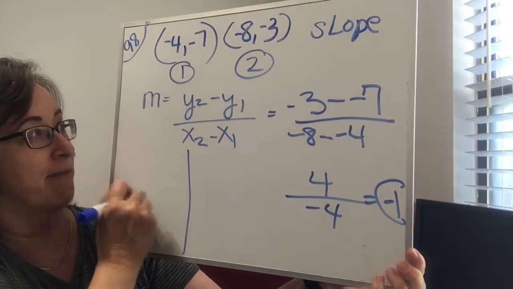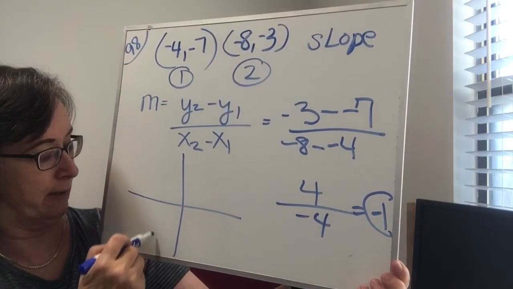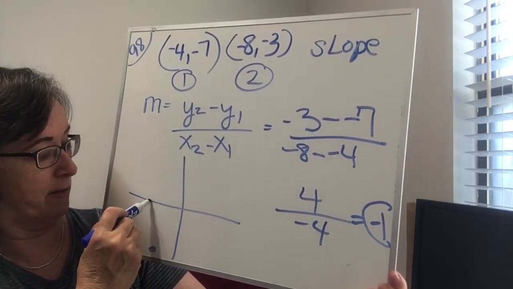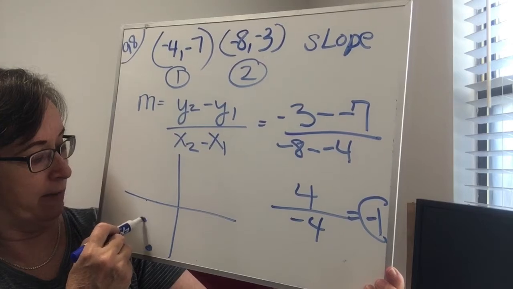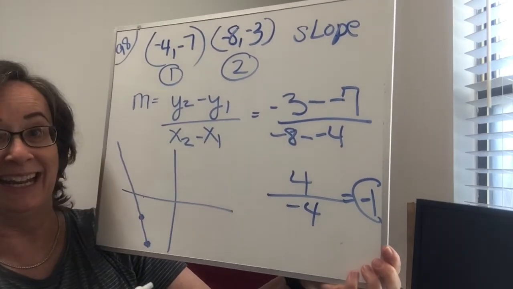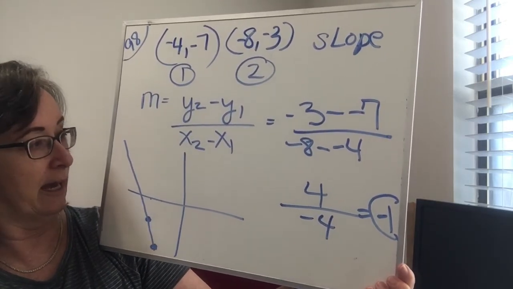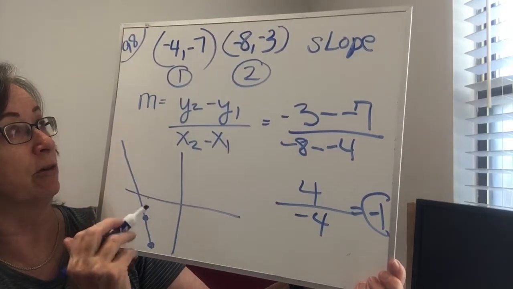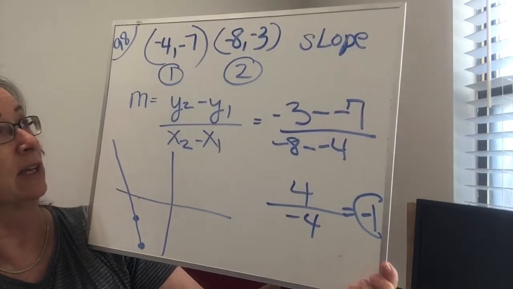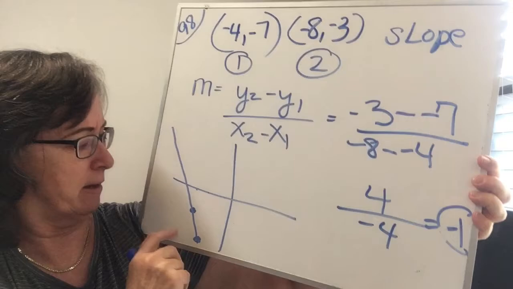Now, let's just graph them. So negative 4, negative 7 is, we're going to say negative 4, negative 7, about there. Negative 8, negative 3, maybe about there. And isn't it supposed to be a negative slope? It is a negative slope, isn't it? Okay, so just verifying once you graph them, then you should have a negative slope, and that looks good to me.